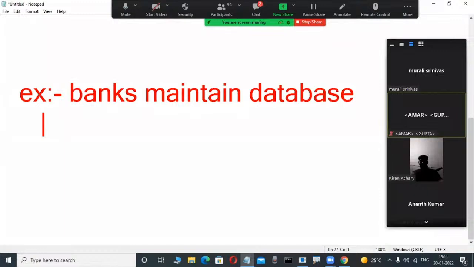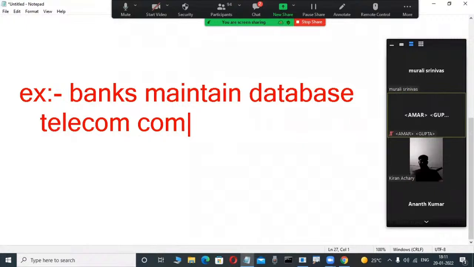Suppose telecom companies. So many examples are there, just roughly, for easy understanding. Telecom companies maintain databases. Suppose you make a call to your friend or anything. Where will those call details be stored? In a database.